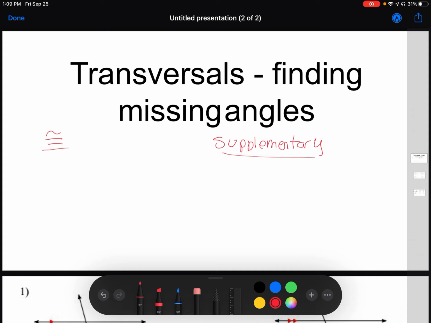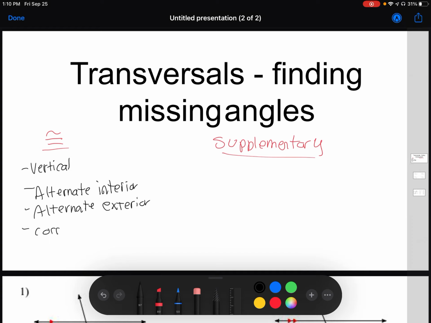Right, the ones that are congruent are vertical angles, alternate interior, alternate exterior, and corresponding.